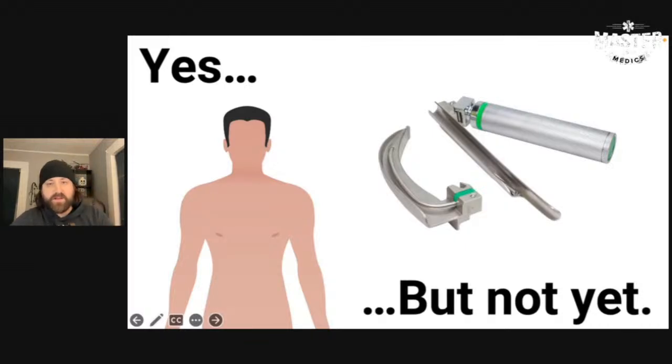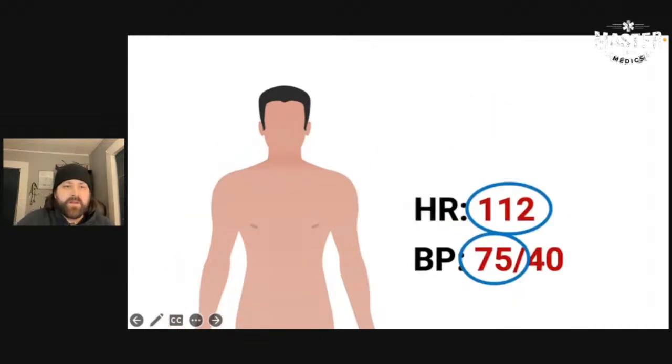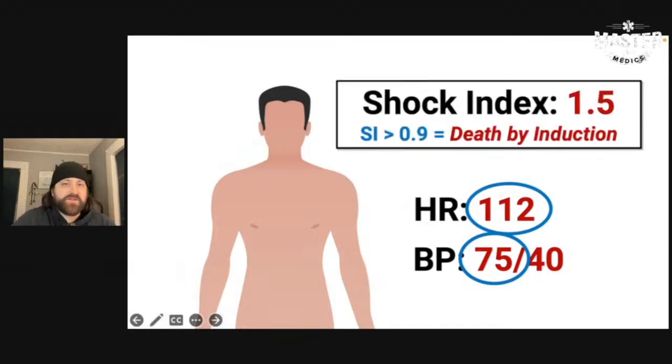So yes, at the end of the day, they need an intubation, but we can do it safely by other means, maybe later on after we resuscitate them a bit. His heart rate is 112, and their systolic blood pressure is only 75. This gives them a positive shock index of 1.5. Anything greater than 0.9 is considered an independent risk factor for death after induction of RSI. That blood pressure alone should tell you that this patient needs to be resuscitated first. So yeah, they need a tube, but we need to fix them first.